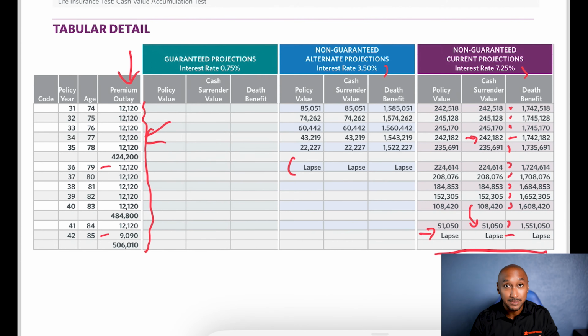So the policy lapses on the highest non-guaranteed rate. You can't stop putting money in, and even though you stop putting money in, the policy still cancels on you. So everything that can go wrong went wrong with this policy. You would have put in $500,000 into this policy and got absolutely nothing out of it. Not even a death benefit anymore. No death benefit, no cash value, nothing whatsoever.